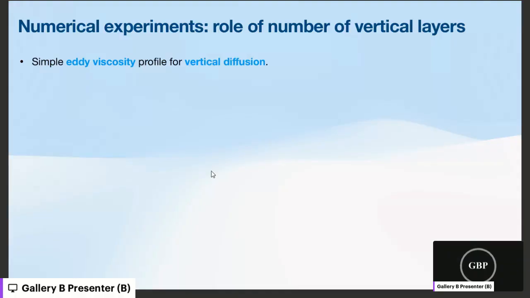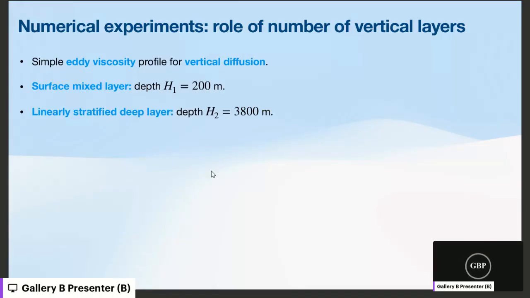So we use a simple eddy viscosity model for vertical diffusion. It's similar to one of the cases in NEMO. We have a 200-meter surface mixed layer that we initialize to constant density, and it relaxes to constant density on a certain time scale. Then we have a linearly stratified deep layer for a total depth of 4,000 meters. We have slow rotation and also a small Earth. So the Earth diameter is also scaled by 1/6.